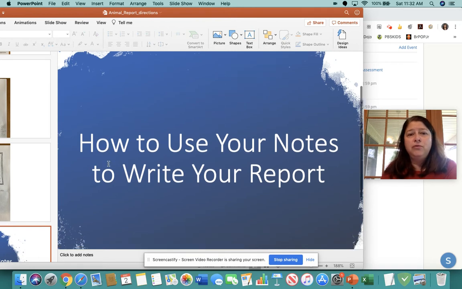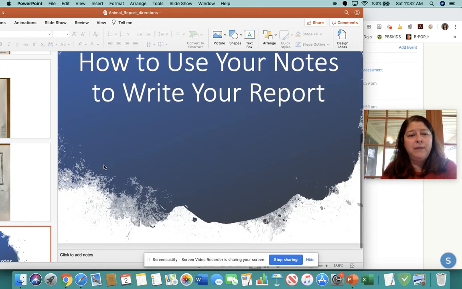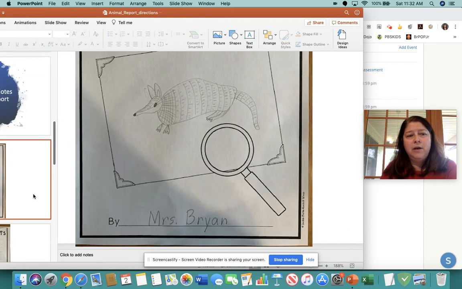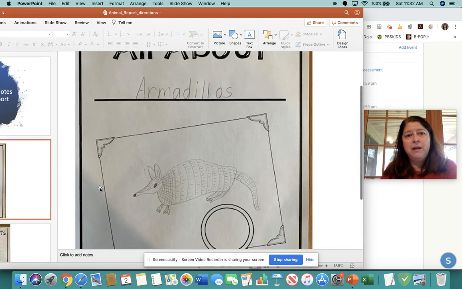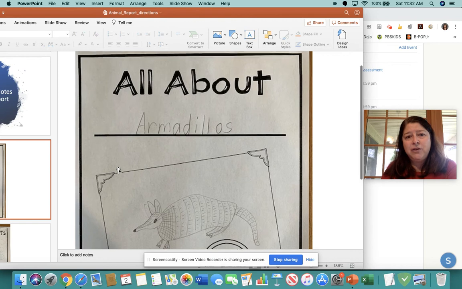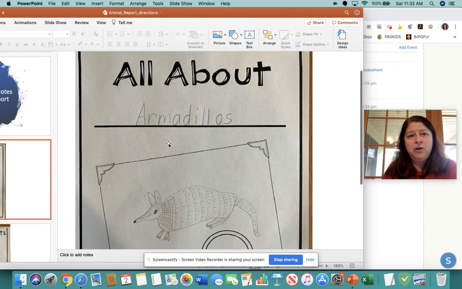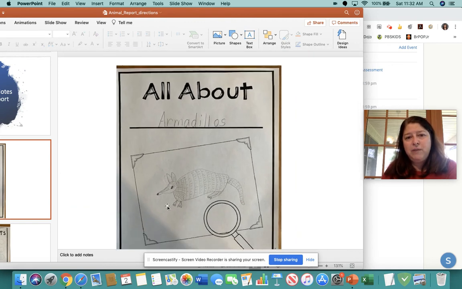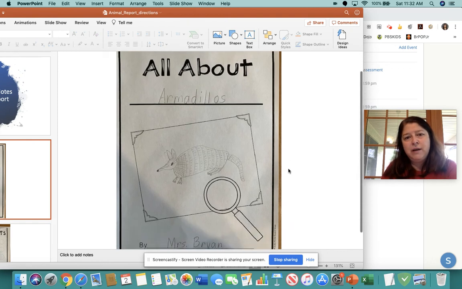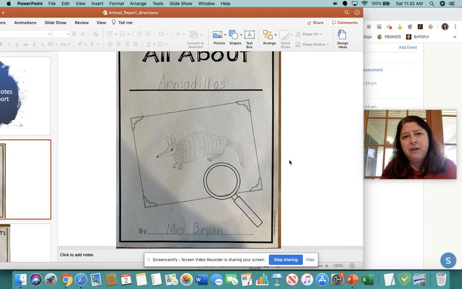How to use your notes to write your report now. Let's take a look. So now I have my notes. I'm going to get ready and I'm going to do my all about page. This is going to be my title page. Remember, I want to make sure I have a nice, good picture. I didn't have a chance to color it, but you will have a chance to go ahead and color it. I wanted to make sure that I got something done for you.